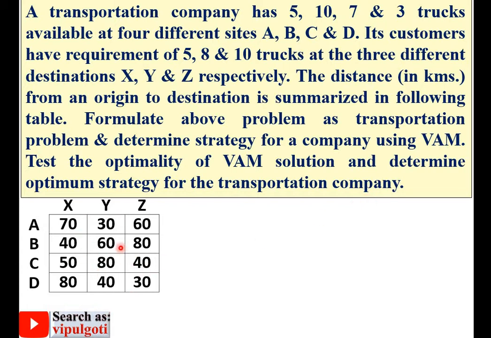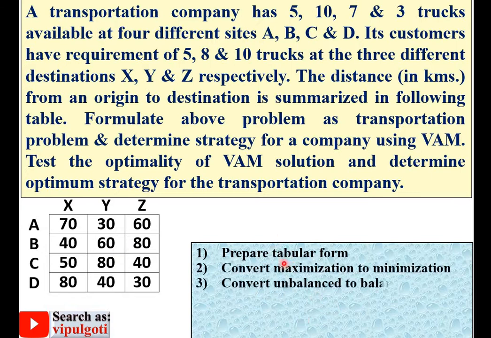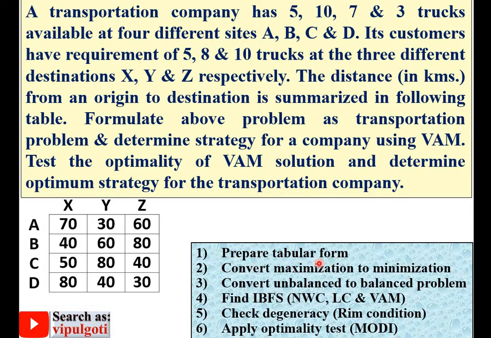First of all, look at the steps of the transportation problem. First step, prepare the tabular form. Here in this table, demand and supply are not given to you, so first you need to prepare the table with demand and supply. Look at the first sentence: a transportation company has 5, 10, 7 and 3 trucks available. That means the supply capacity at the 4 different sites A, B, C and D. So I can write over here the supply for A, B, C, D as 5, 10, 7 and 3.